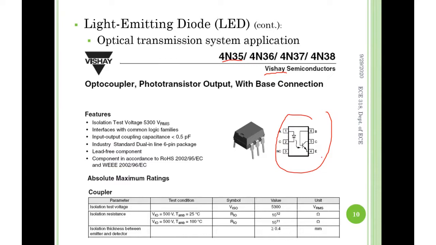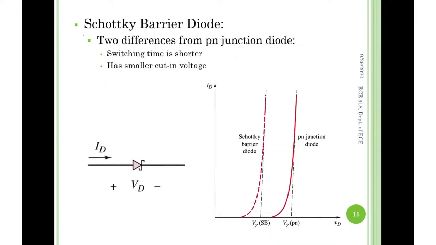Okay. The third one we're learning is also a special type of diode, the Schottky barrier diode. This is a common one. The IV curve looks like this. We learned it before, right? The common one, the P-N junction diode. This is the so-called Schottky diode.